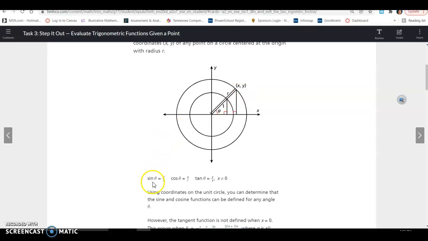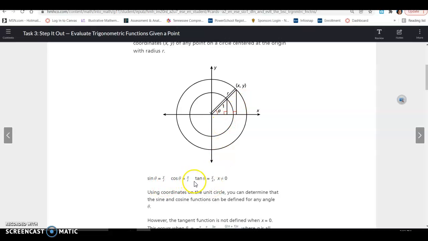So we can still use these trig functions here as sine of theta is going to be y over r. Remember, sine is opposite over hypotenuse. So y over r, this would be my y over r, opposite over hypotenuse, because this is my theta here. And the cosine is adjacent over hypotenuse. And then my tangent is going to be opposite over adjacent, which is y divided by x.